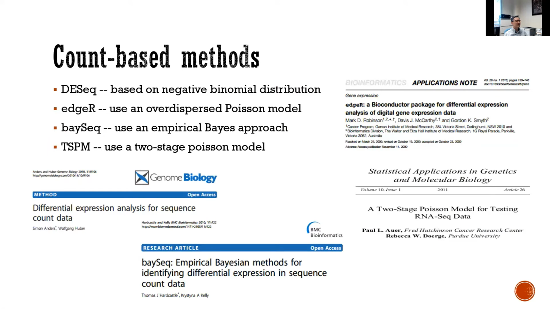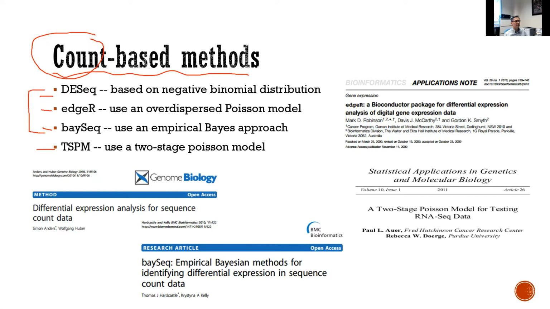There are many methods for traditional RNA-seq DE analysis. Most of them are based on counts, because RNA-seq data itself is count-based. Those are the established methods that have been published and widely used in the field of traditional RNA-seq analysis. Some of these packages are still used in single-cell RNA-seq as well.